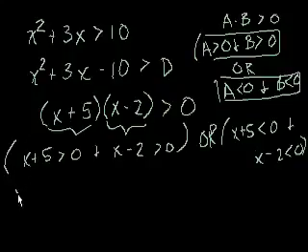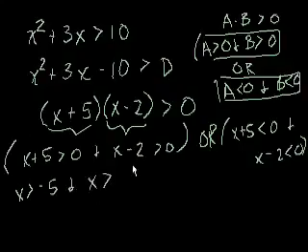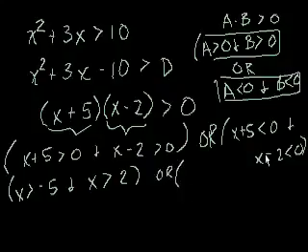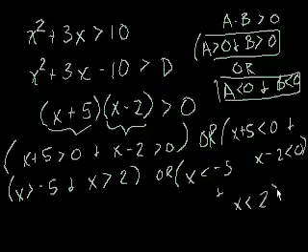So this says that x is greater than negative 5 and x is greater than 2, right? Because we just added 2 to both sides of this inequality. Or, if we solve this side, x is less than negative 5 and x is less than 2, right? I just solved both of these inequalities right here.